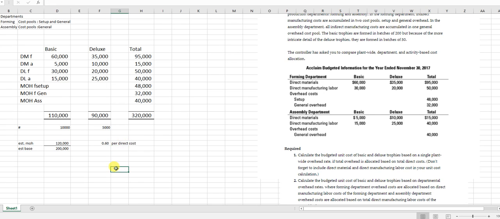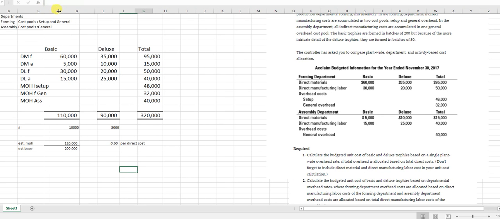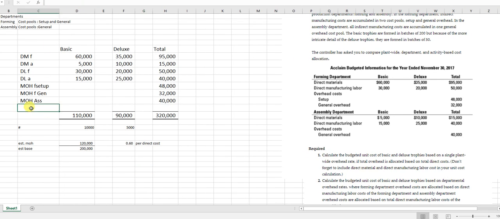Okay, so I need to just put it here, and in this particular problem, I'll put plant-wide here, and I'll delete this line later. Basically these are non-existent, so I'm going to cover those up in black. Those don't necessarily exist, but hopefully this line will add up to 48, 32, and 40.